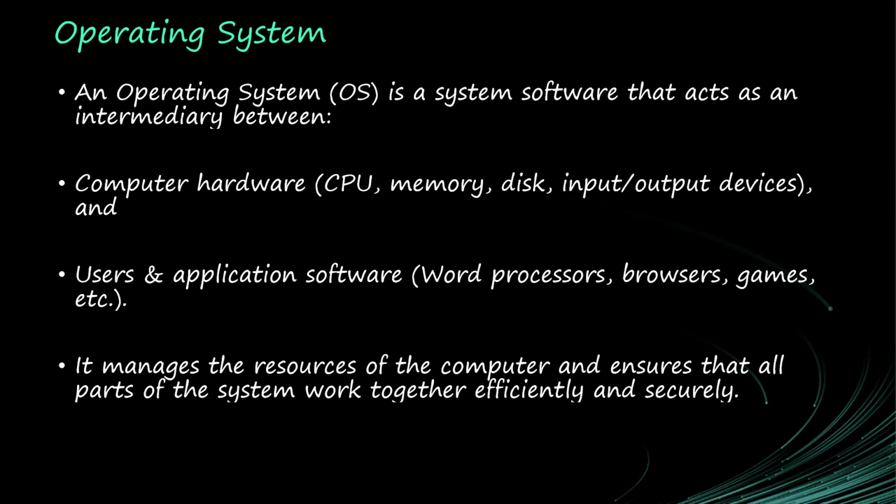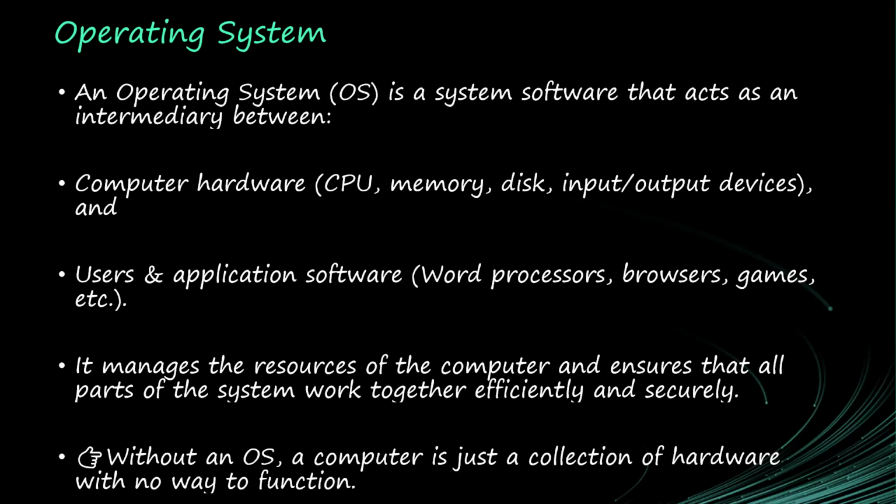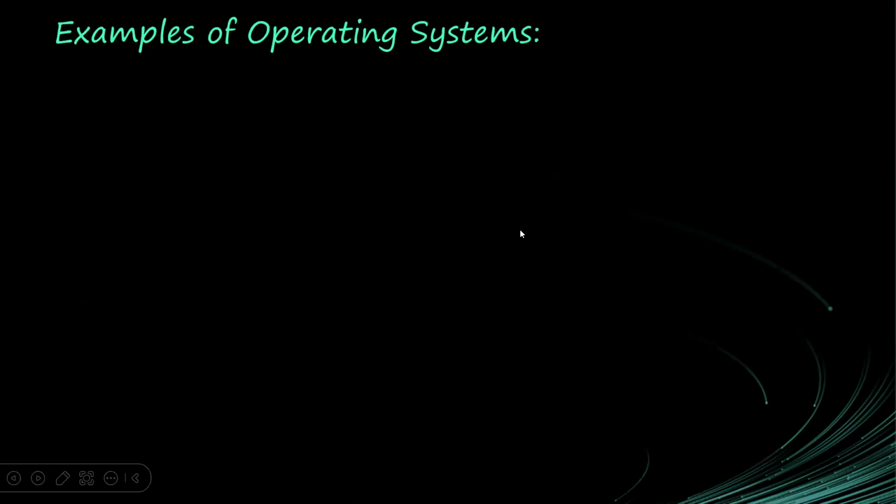So all these things, the user interface, the application software, the computer hardware, they are just different components of the computer. So without the operating system, they cannot function effectively together. They cannot work together. Somebody has to be an intermediary. Somebody has to be a mediator between all these components. So without an operating system, a computer is just a collection of hardware with no way to function. Do you understand? Okay. So the operating system is the manager. All right. Without the operating system, nothing will work in the system.